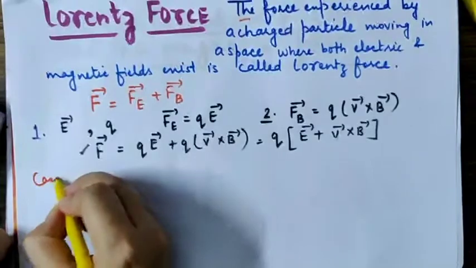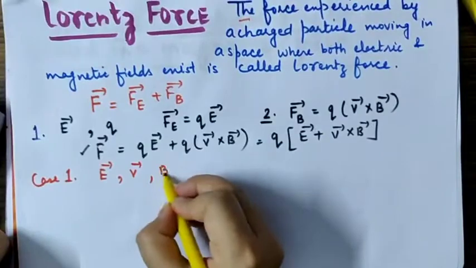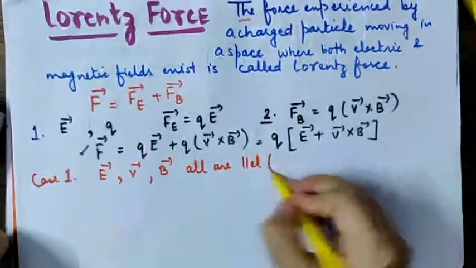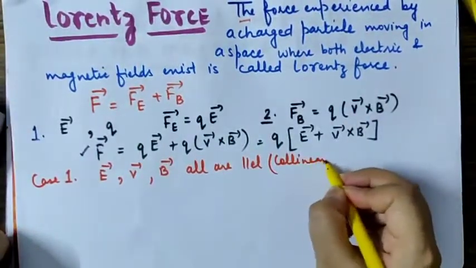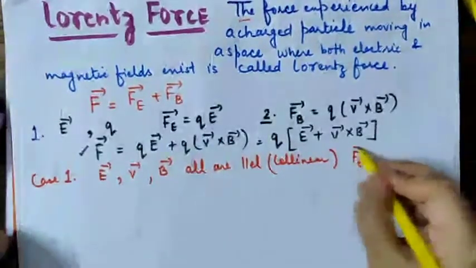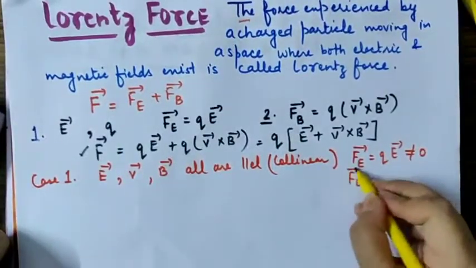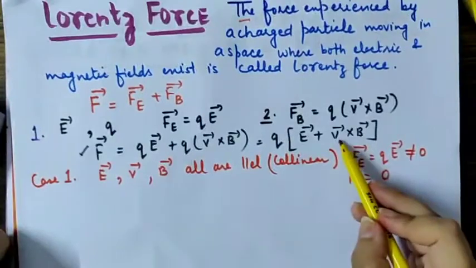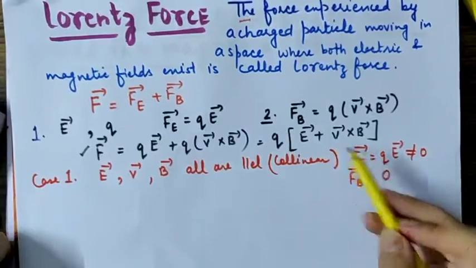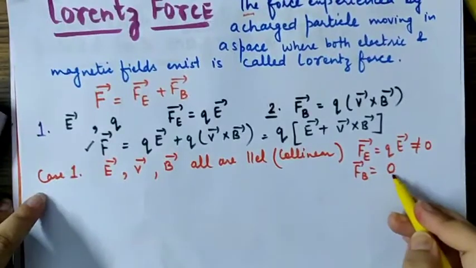So case 1 will be, suppose electric field vector, velocity vector and magnetic field vector all are parallel, or you can say they are collinear. So if they are collinear, the force due to electric field would be present, that is, it will not be equal to 0, but the force due to magnetic field will become 0. Why so? Because V and B cross product, and cross product of two vectors, as we all know, is equal to 0 if they are parallel to each other. So here those two are parallel, so Fb vector will be 0.